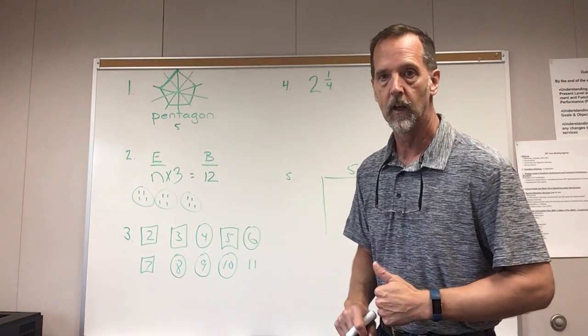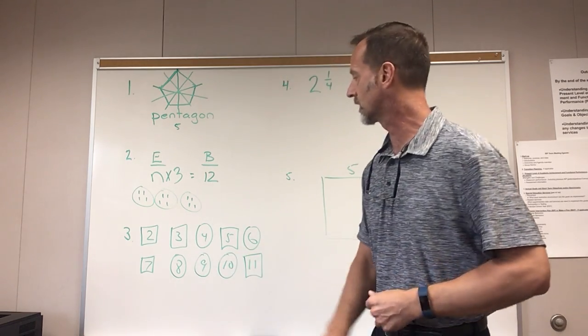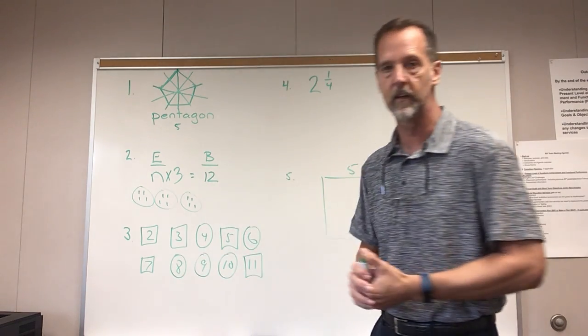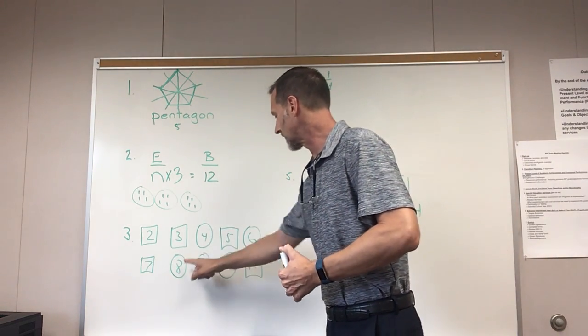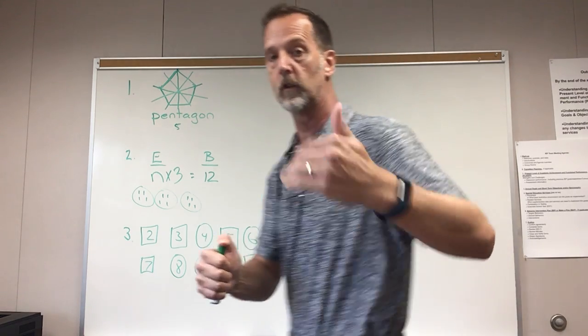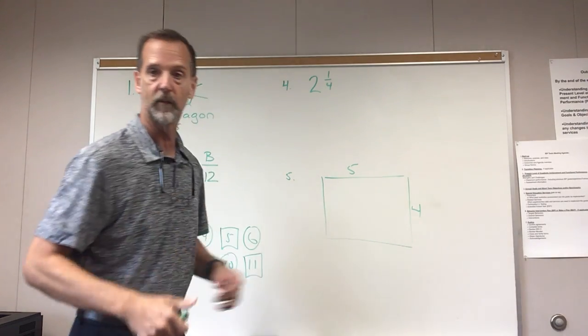11. 11 only has 1 times 11, it is prime, it gets a box. So we should have had boxes around 2, 3, 5, 7, and 11. We should have had rings around 4, 6, 8, 9, and 10. All right, remember that all your even numbers after 2 are always going to be what kind? Composite, because you're always going to be able to divide by 2.